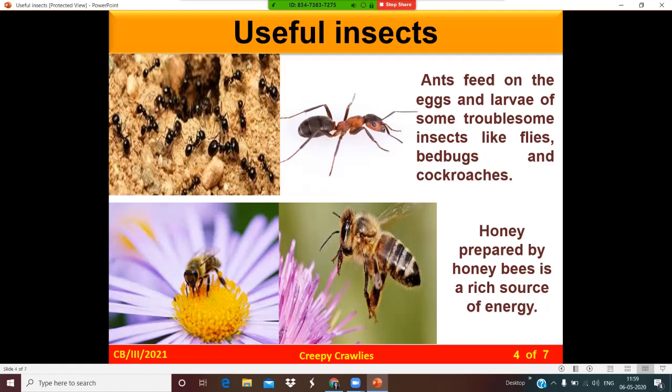Then honey. Now, from where do you get the honey? You get the honey from the honey bees, right? Now, how exactly are these honey bees collecting the honey? Okay, they are sitting on different flowers, beautiful flowers. They are sucking the nectar from the flower. They are collecting all this honey and they are storing it in the honey hives. Okay, and from there we are getting the honey, which is very nutritious and rich in energy.